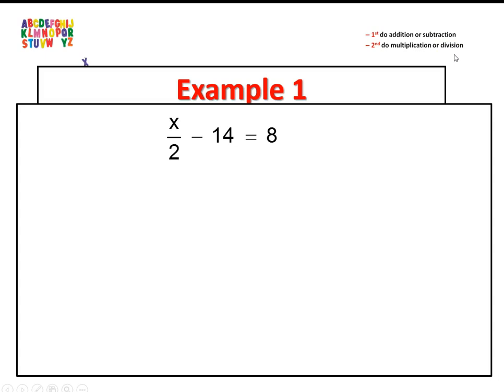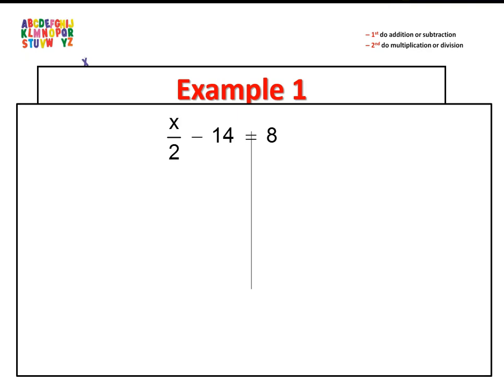So here's an example. We've got x divided by 2 minus 14 equals 8. I said two key words there. I said divided by, and I said minus. So if we have division and we have subtraction, which are we going to undo first? Yeah, we're going to undo subtraction first. So we undo subtraction with addition.